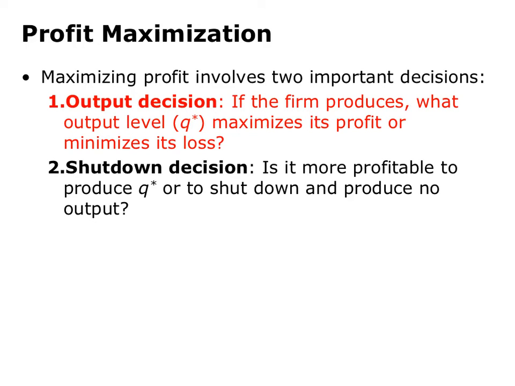Then the firm has to decide whether or not it should stay open or shut down. That is, it has to decide if it's more profitable to stay open and produce that profit maximizing level of output, or shut down and produce no output at all. Let's start by looking at the output decision in more detail.